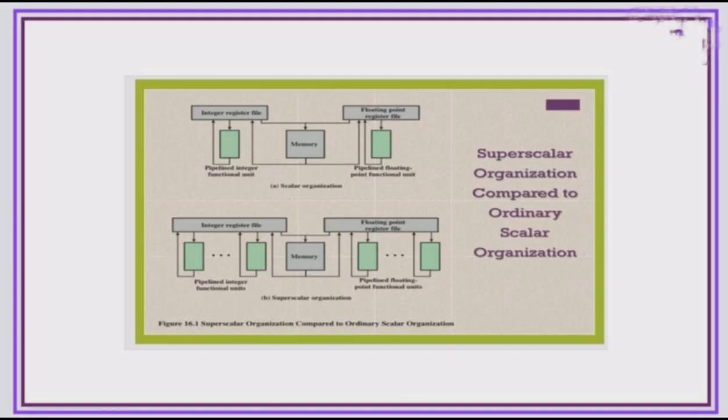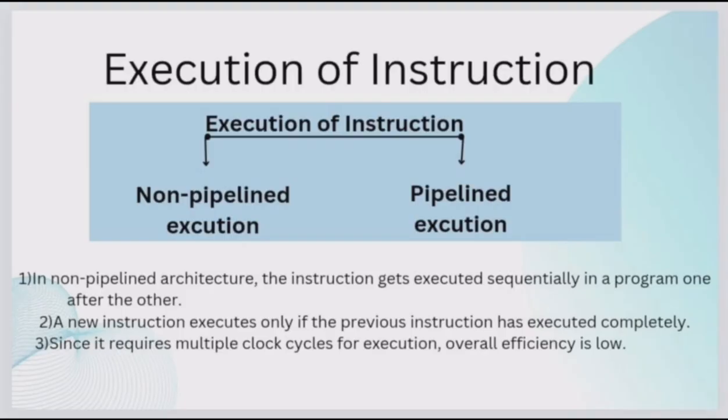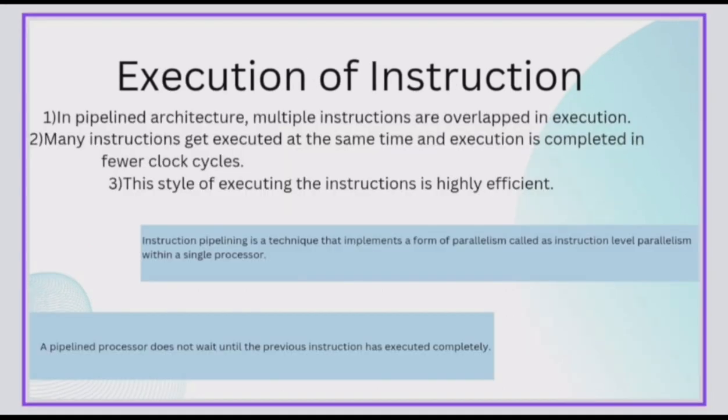So in order to execute an instruction, there are two ways of doing it. First is with the help of non-pipeline execution and the other one is with the help of pipeline execution. In non-pipeline execution, the execution of instructions takes place in a sequence one after the other. A new instruction gets executed only if the previous instruction is successfully executed. The process requires multiple clock cycles and hence overall efficiency is very low.